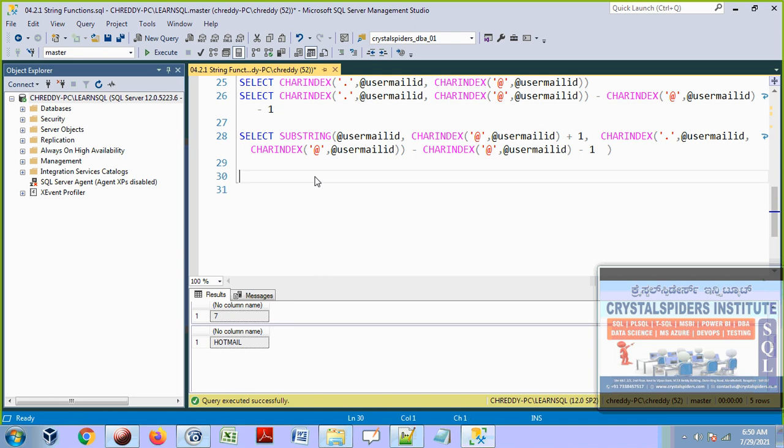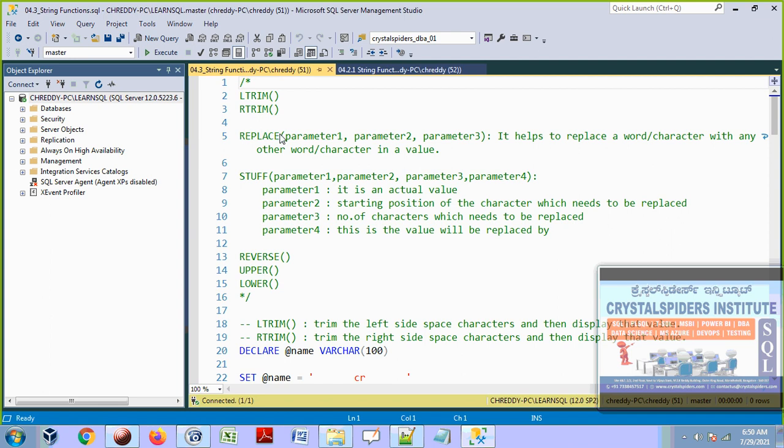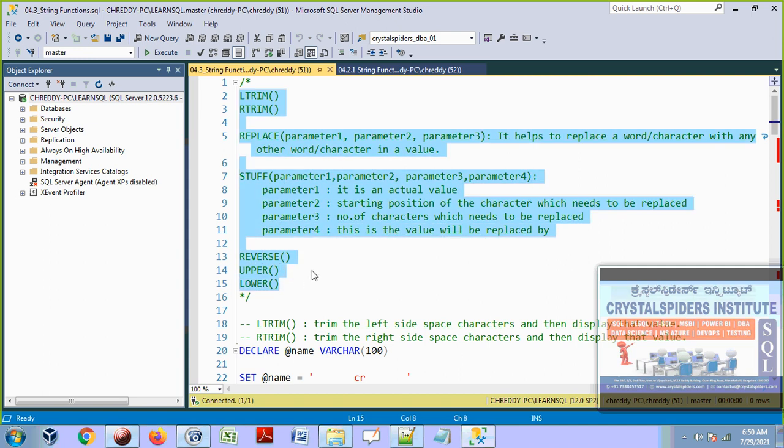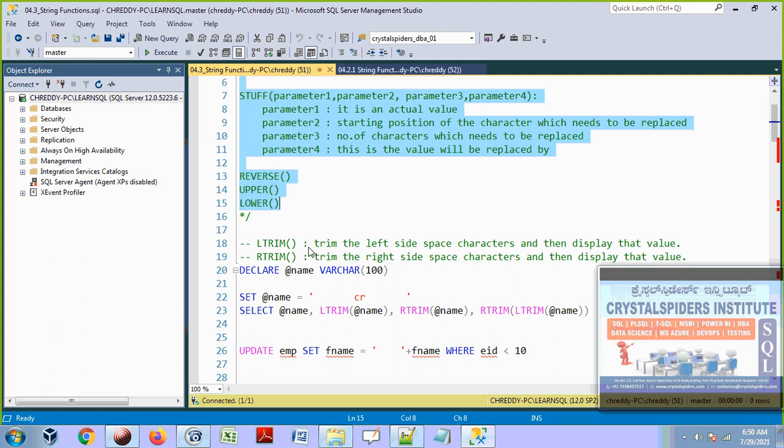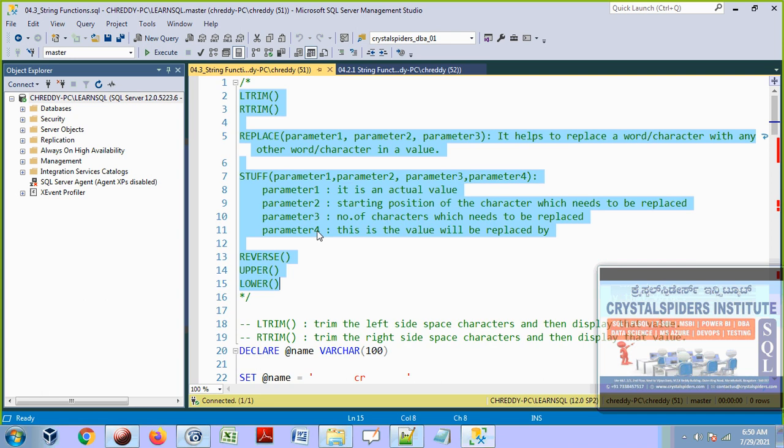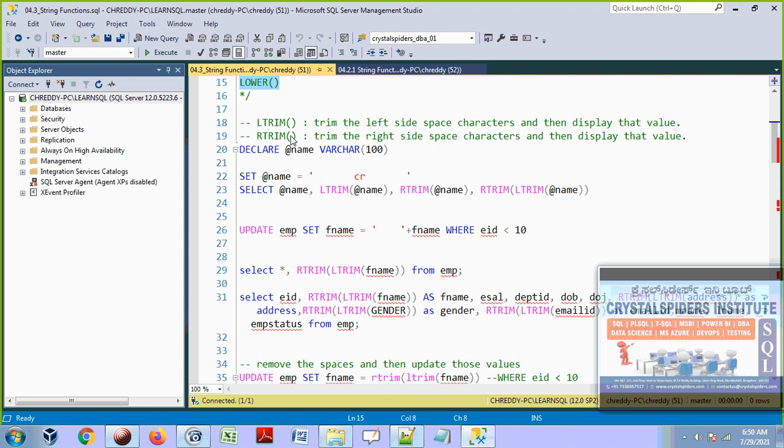So this is what guys, and next we have a few more functions, and we'll continue those as well. A few more string functions are there, we'll discuss a few today, and the rest we can discuss in tomorrow's session. That's not a big deal. Now we have ltrim, rtrim, replace, stuff, reverse, upper, lower functions. These are all functions we use in our day-to-day work, when we are checking data for our day-to-day requirements.